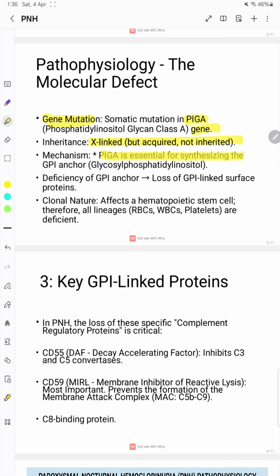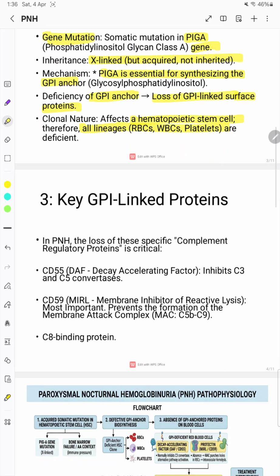So the PIGA gene is essential for the synthesis of GPI anchors, glycosyl phosphatidylinositol anchors. Deficiency of these GPI anchors will result in the loss of GPI-linked surface proteins. PNH is a disorder of hematopoietic stem cells. That's why it affects all the cell lineages: RBC, WBC and platelets.